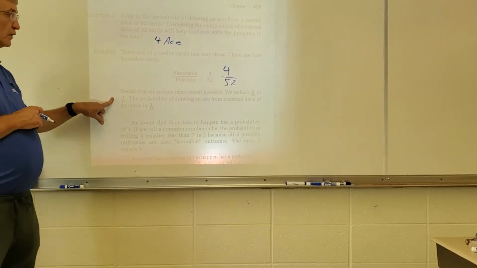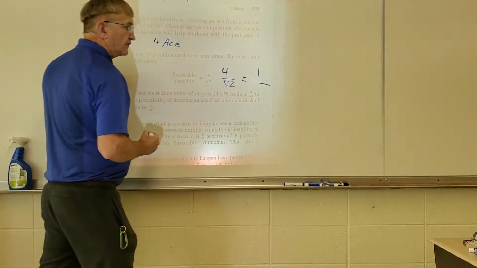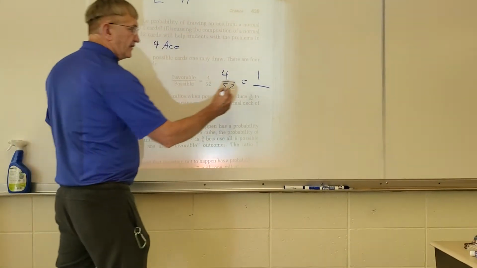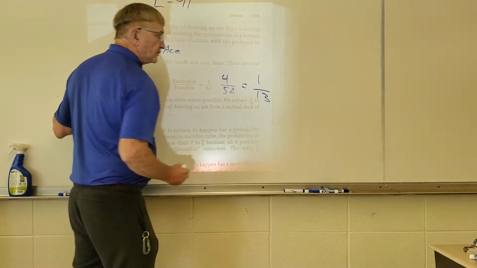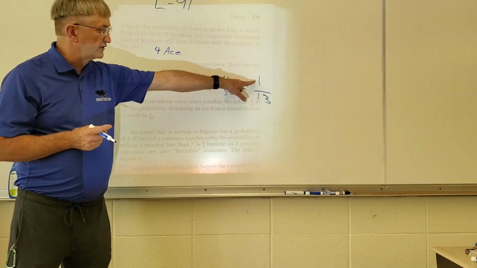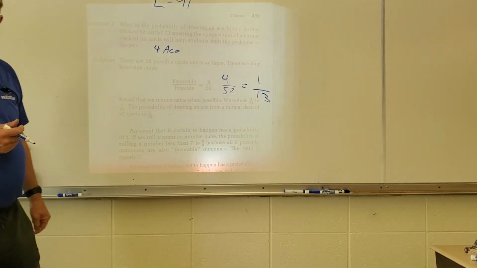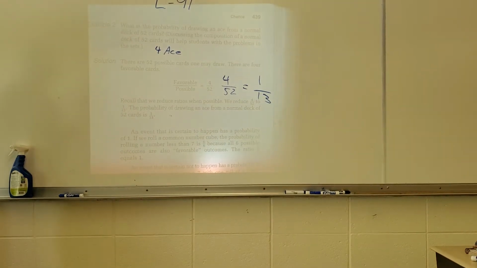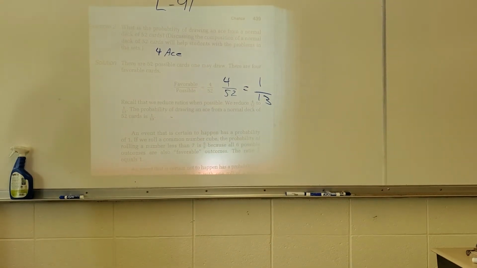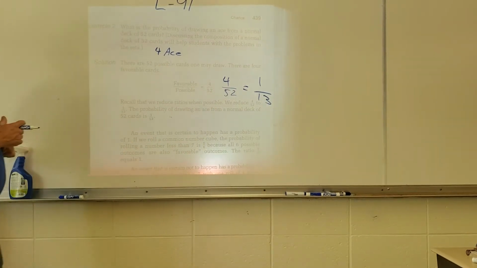All right, can 4 go into 4? Yes, it can, which equals 1. Can 4 go into 52? Yes, it can, 13. So the favorable one out of the 52, I can reduce to a ratio of 1 out of 13 cards. That is reduced. That's the favorable outcome. And I always reduce, whenever possible, my ratio.